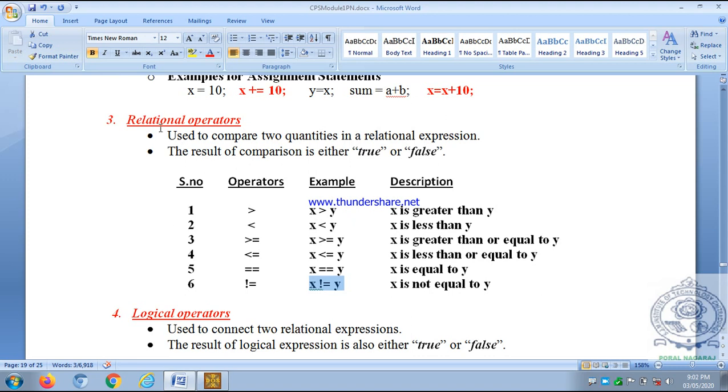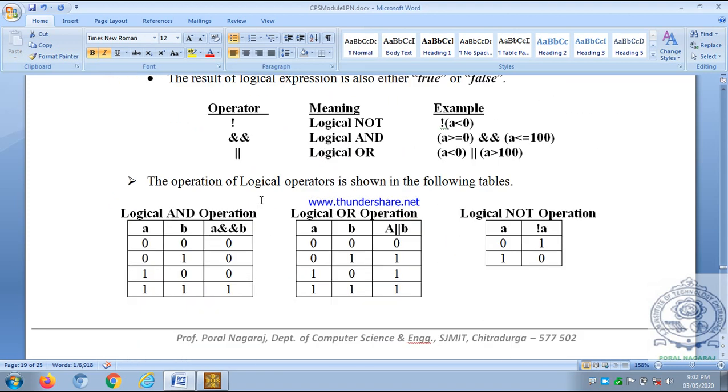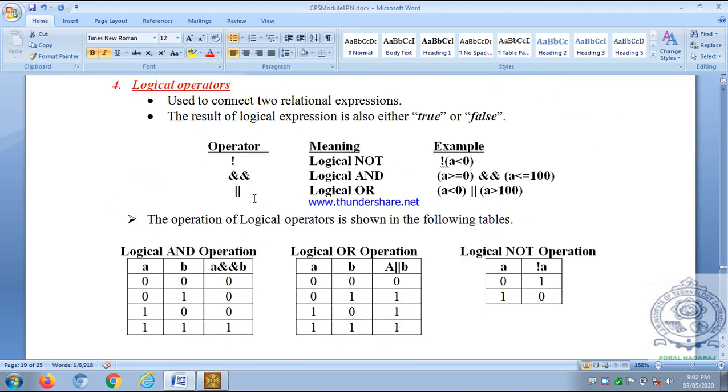So relational operators are used to write relational expressions. And the value of a relational expression is always evaluated to either true or false. So the final value of a relational expression is either true or false. This is important. Next we have logical operators. In the previous part we discussed relational operators and relational expressions.